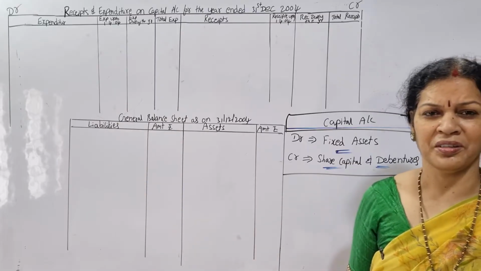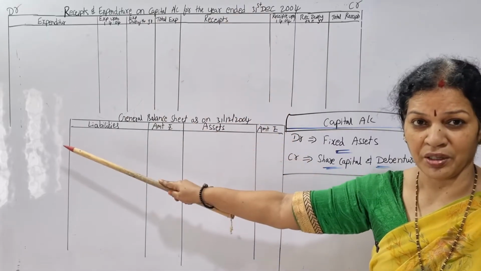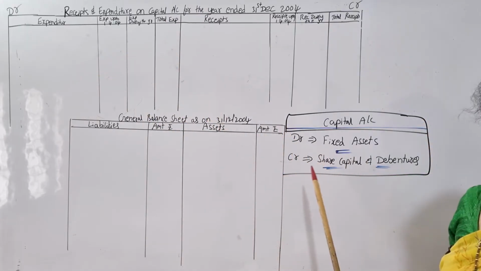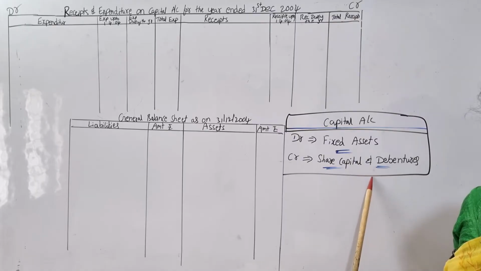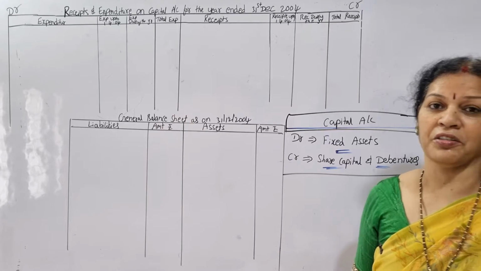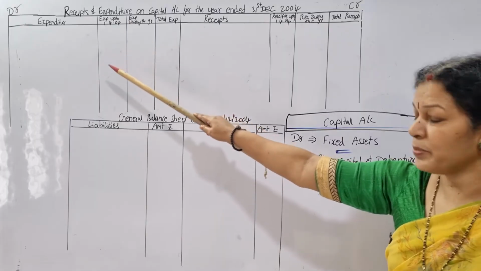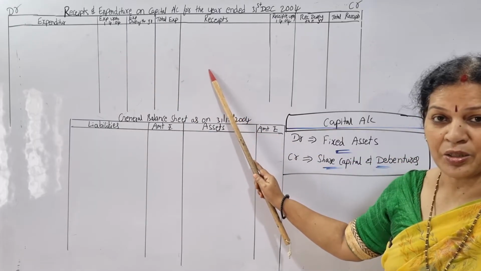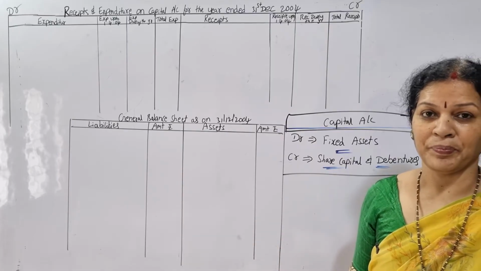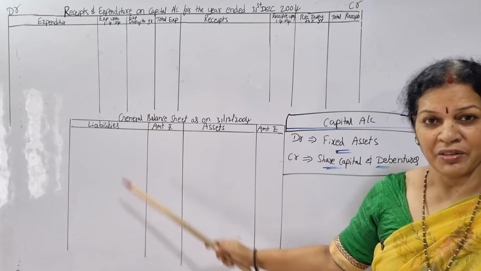The balance sheet is simple: assets, liabilities, amount. Whatever amounts we are taking into the receipts and expenditure on capital account, like fixed assets and capital, share capital and debentures, these items we have already taken there. So they don't come once again in the balance sheet. Point to be noted: whatever we write on the expenditure side or receipt side, once again those items we don't take into the balance sheet. Very important point. Am I clear? If you understand this, we can go for a problem.